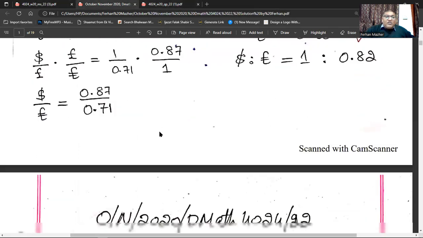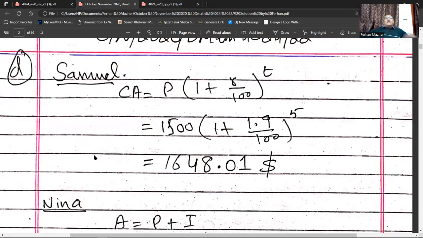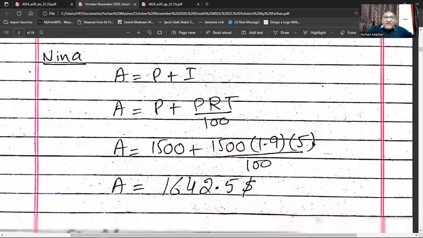The formula for the compounded amount is very simple for Samuel. The compounded amount at the end of 5 years is equal to the principal times bracket start 1 plus r by 100 bracket close raised to power t. That will be 1500 times bracket start 1 plus 1.9 divided by 100 bracket close raised to power 5. So it will be $1648.01. This much money Samuel will have. We calculated it by using the compound interest.